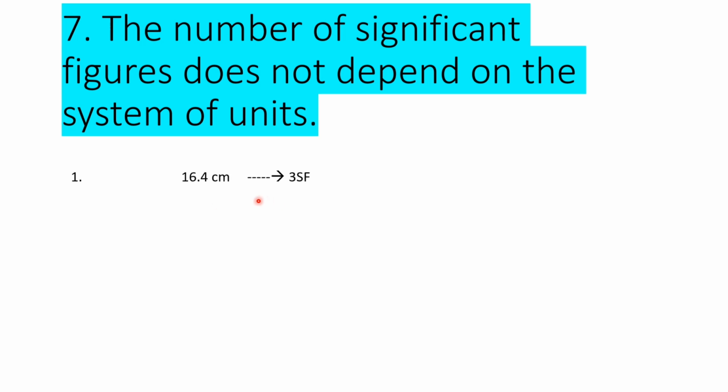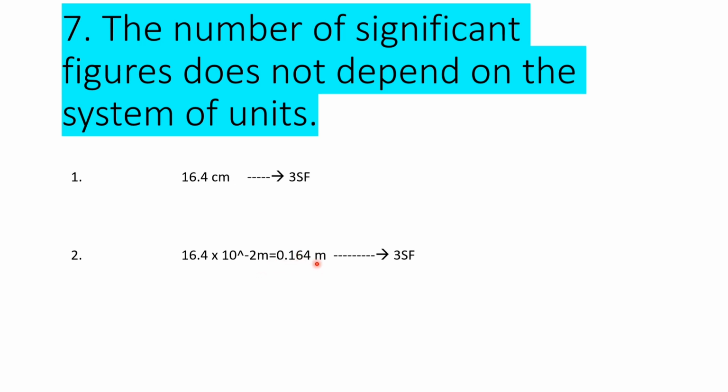Example: 16.4 centimeter. If you express the length of the rod in centimeter, then 16.4. This is a decimal number, so how many digits are there? 1, 2, 3 significant figures. Since there are three digits, three significant figures. If you convert this centimeter to meter, we need to multiply by 10 to the power minus 2. So even if you convert to meter, the number of significant figures remains the same, right?